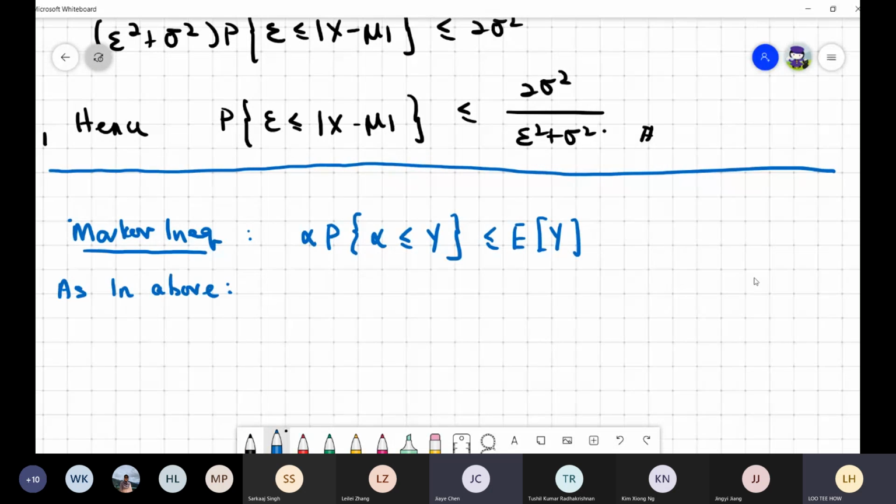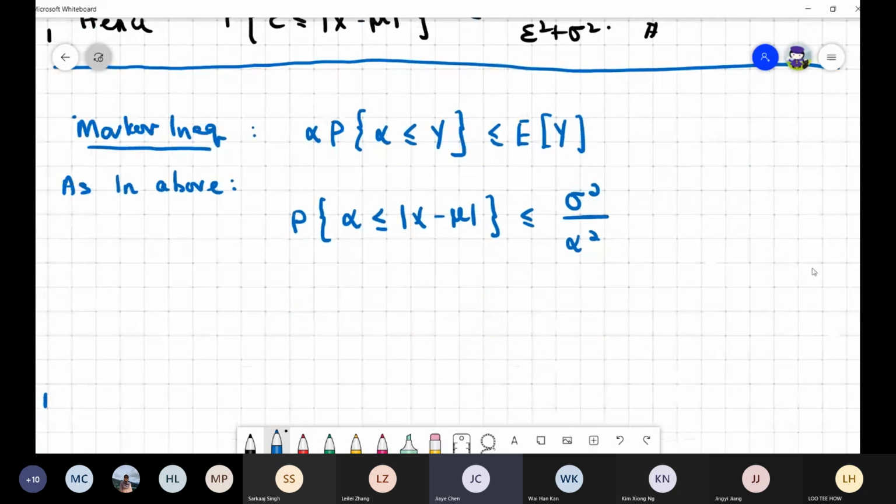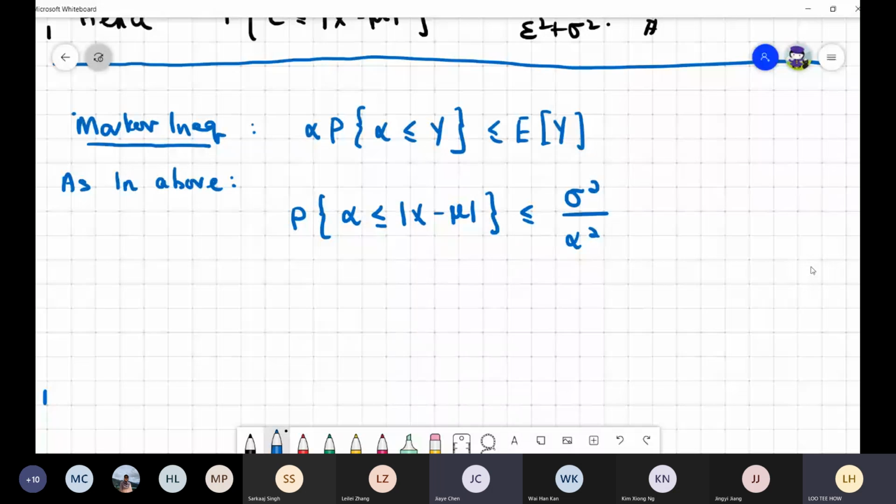As in the proof, we have this P of alpha square. So that means the left hand side is always less than or equal to the right hand side here. Okay, this is the case. So the next question, we just focus on this part, the less than or equal.